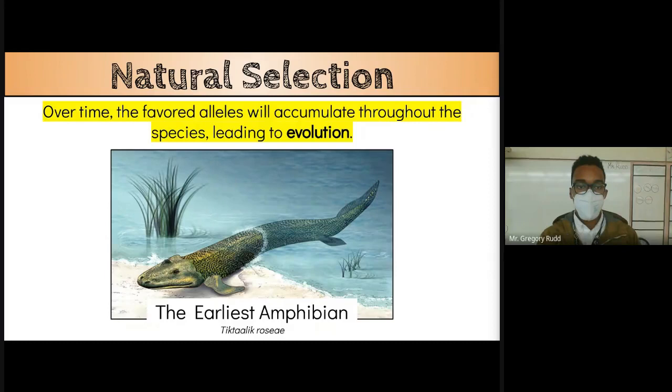All right, now this is when we start to get into this topic of evolution. First phrase of this sentence says, over time. Over time. So we're not talking about within one specific generation. We're not talking about two or three generations. Evolution takes place over the course of hundreds, if not thousands of years. But over time, those favored alleles start to accumulate throughout the species. And this is what we call evolution. The alleles that give a certain advantage eventually are going to become more and more common throughout the species.